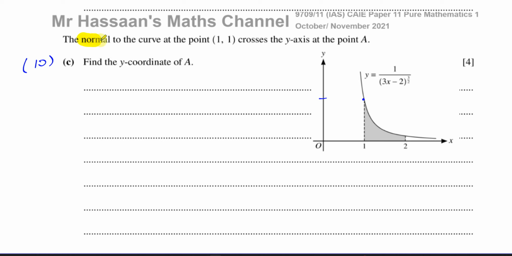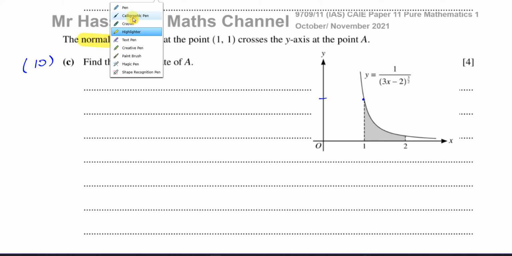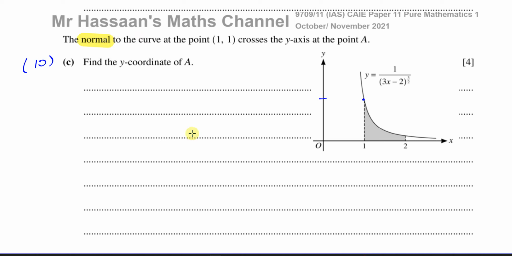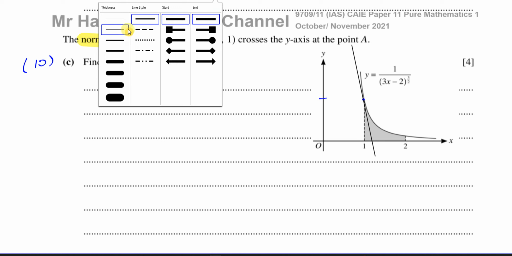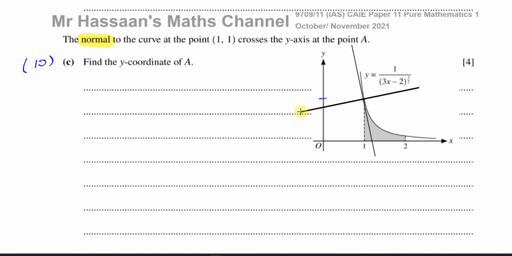Now, what is the normal to the curve? Well, the normal is a straight line which is perpendicular to the tangent to the curve at that particular point. So the tangent to the curve at 1, 1 would look something like this. It would be a line which just touches the curve at that point without cutting through it. So it shares the same gradient as the curve at that point. And the normal would be a line which is perpendicular to that. So it will be going through the same point, but at right angles.